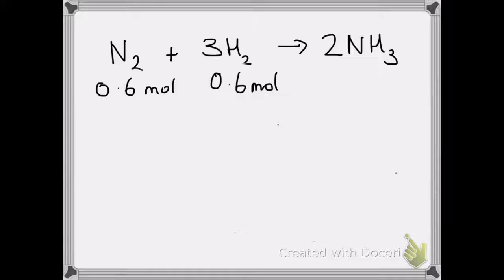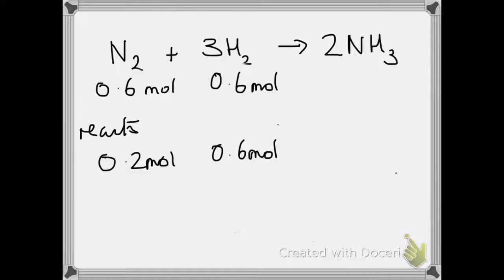Okay, another reaction here with actual chemicals. You have nitrogen and hydrogen forming ammonia. Now, if you take the ratio 1 to 3 to 2, if you were to have 0.6 moles of nitrogen, it would need to react with 3 times the moles of hydrogen. That would be 1.8 moles. You don't have 1.8 moles of hydrogen, you've only got 0.6. So looking at the ratios, you should see that 0.2 moles of nitrogen would react with 0.6 moles of hydrogen to form 0.4 moles of ammonia.